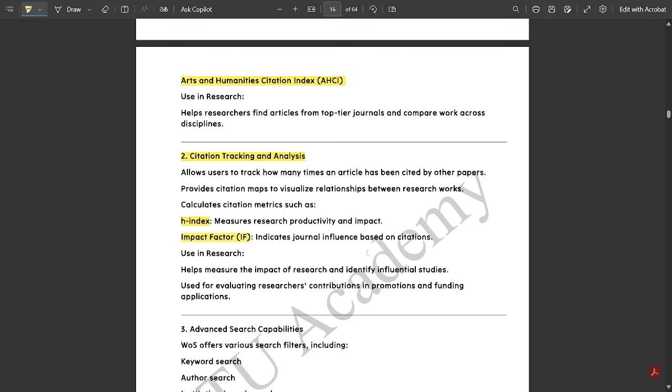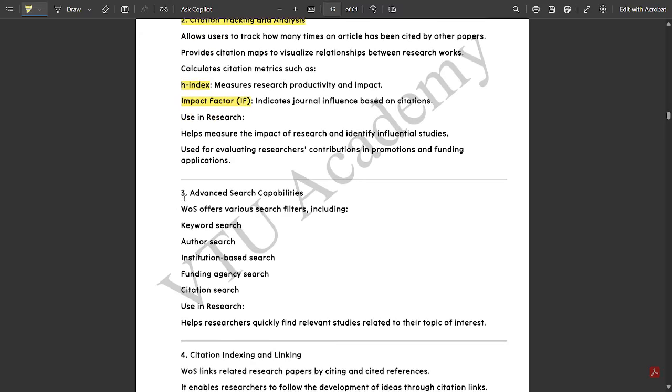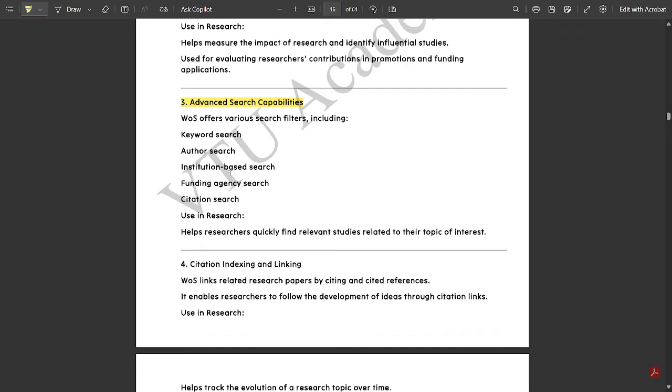It indicates journal influence based on citations. Used in research, it helps to measure the impact of research and identify influential studies. Next we have advanced search capabilities. The Web of Science offers various search filters including keyword search, author search, institution based search, funding agency search, and citation search. Based on this, the advanced search capabilities would be improved by applying these important searches so that you get a proper idea about how you are doing the research patterns. Use in research helps researchers quickly find relevant studies related to their topic of interest.